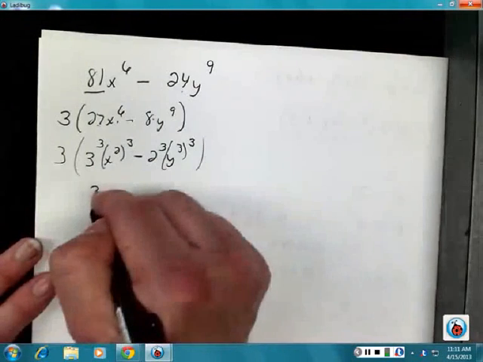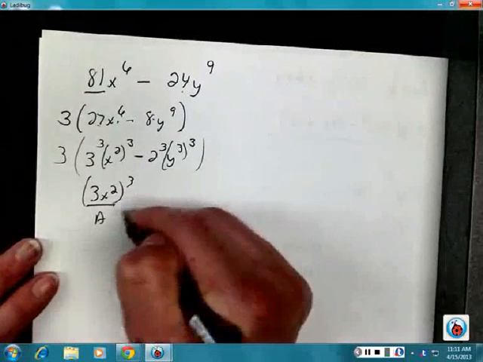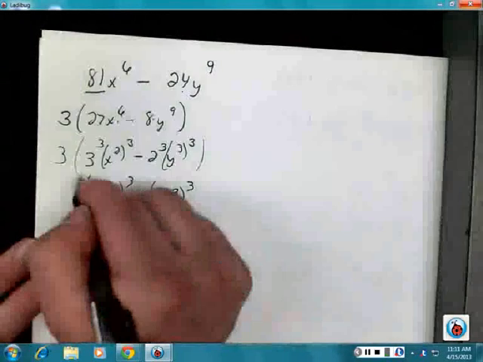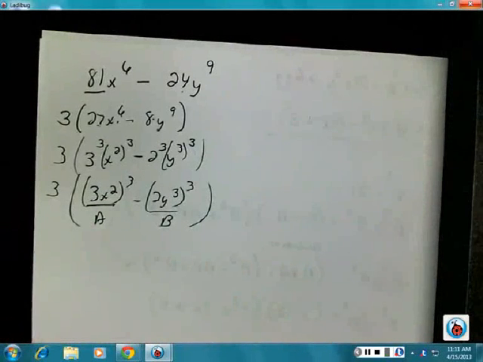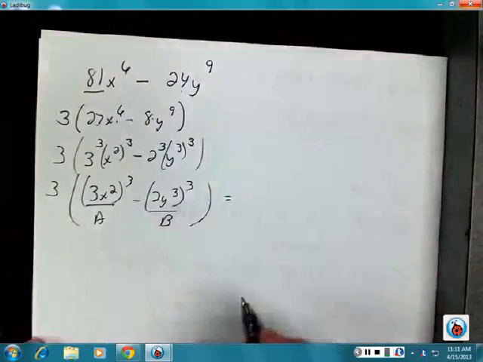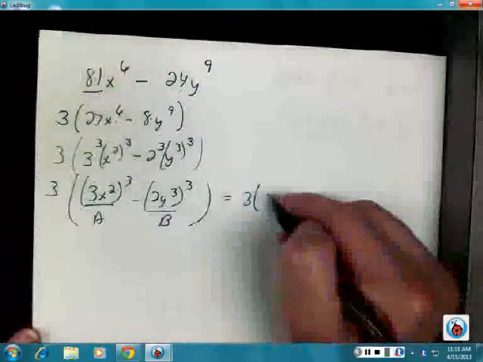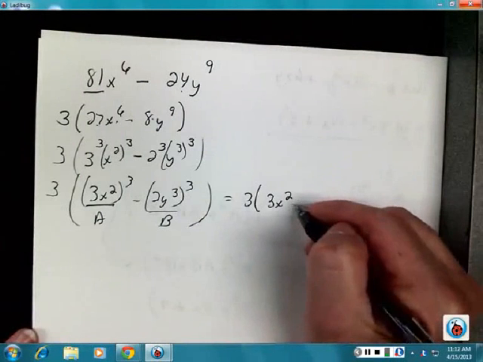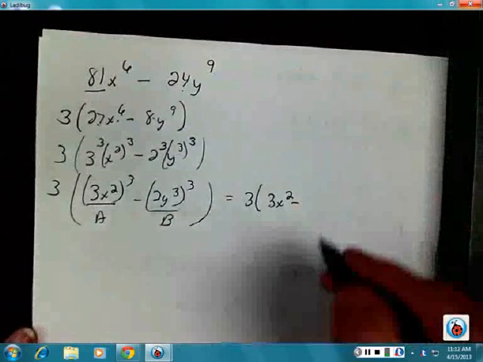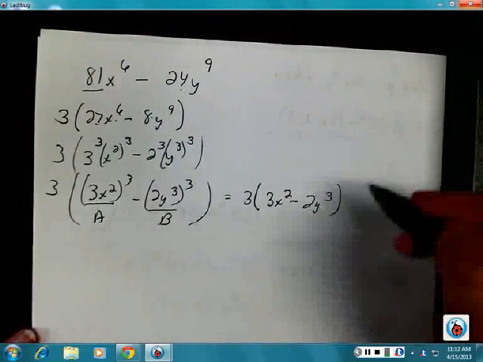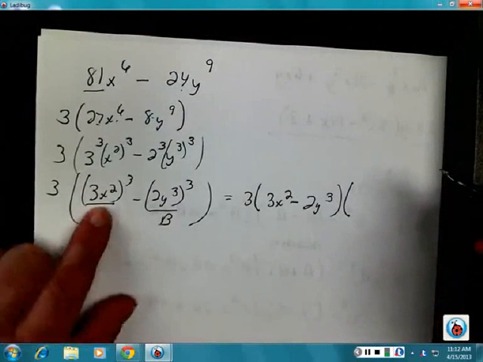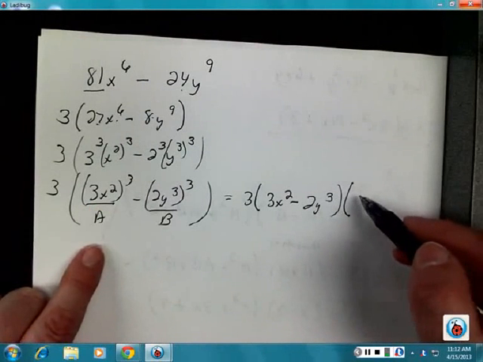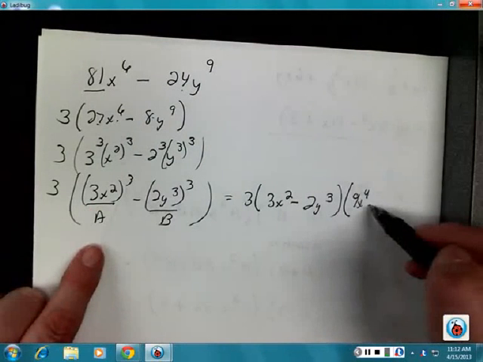Then I need my bases, so it's 3x squared cubed, that's A. 2y cubed, that's B. And don't forget my 3 out in front. So my answer to this one is 3 times 3x squared, because I'm putting an A. No, it's a minus 2y cubed. And then the second piece, square the A. So 3 times 3 is 9. X squared and x squared is x to the 4th, so 9x to the 4th. Opposite sign, so it's a plus.